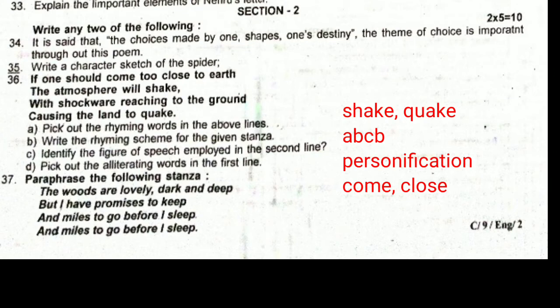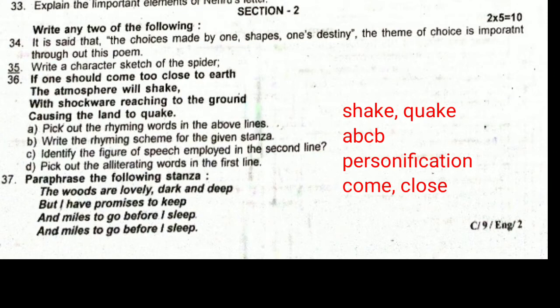Next one, children, pick out the alliterating words in the first line. Alliteration is the repetition of the starting letter. First line. If one should come too close to earth, come, close, the k sound. So, the same consonant sound repetition, that is called alliteration.